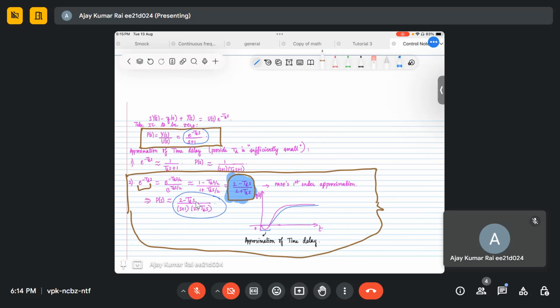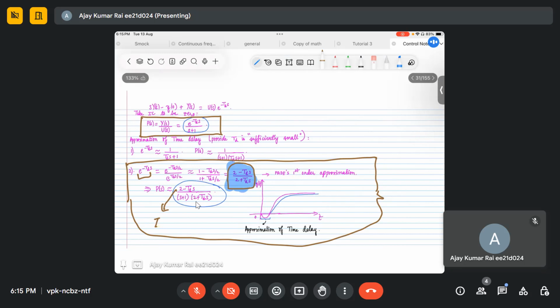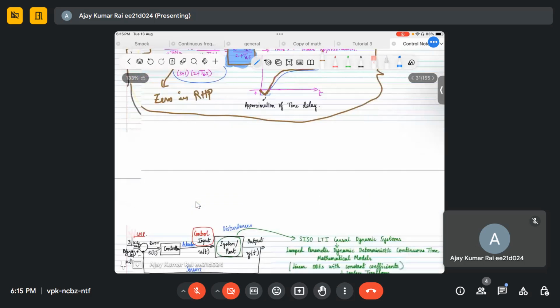If you do this, what will happen to the transfer function? Again, there is a zero in the right half plane. So what does it do? Again, it makes your y of t go in the opposite direction initially. This is its effect because of this approximation. So just remember that.